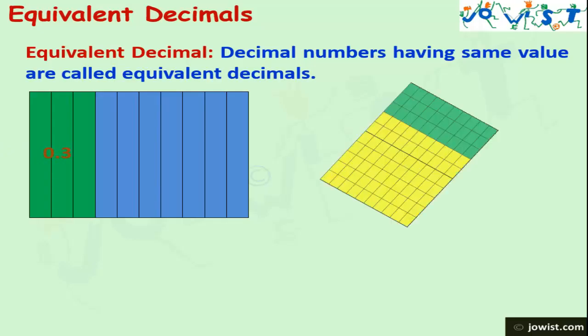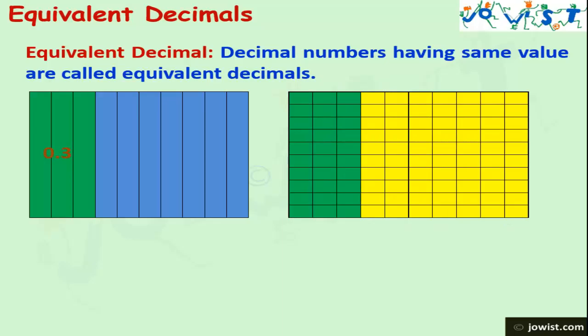In this figure, the rectangle is divided into 100 small rectangles. Out of 100 small rectangles, 30 rectangles are shaded green. Therefore, its representation will be 30 divided by 100 or 0.30. 0.30 part of the rectangle is shaded green.